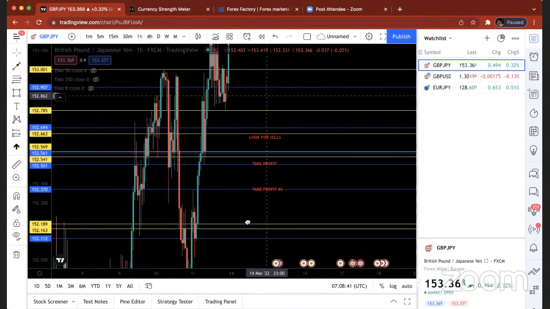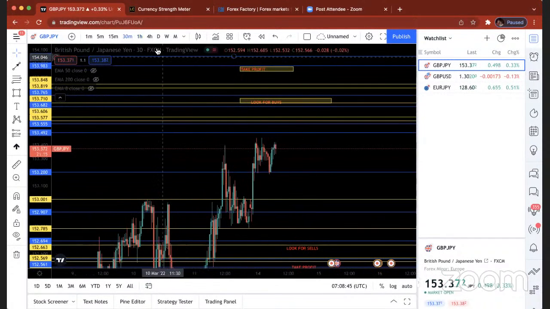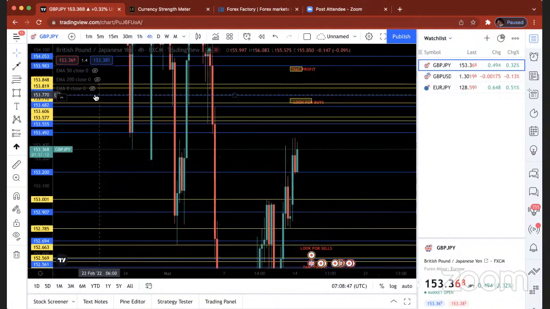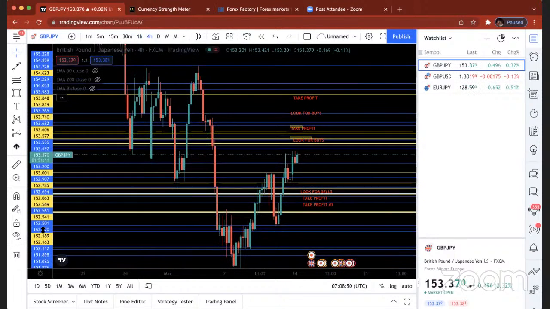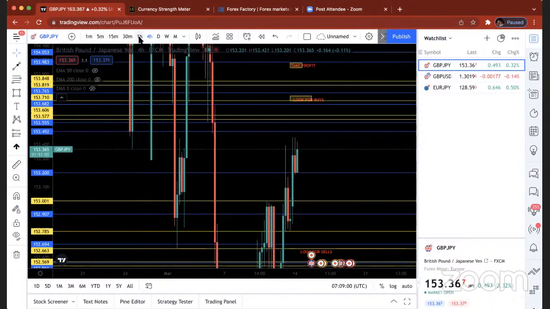Okay, so this is what I'm looking for as far as GJ. Honestly, I do prefer buys just because from an overall perspective, it looks a little bit more bullish to me. I'm seeing bullish patterns coming into play. So we'll just let price do its thing. Any questions as far as GJ? I'm going to jump into GU, but any questions as far as GJ?